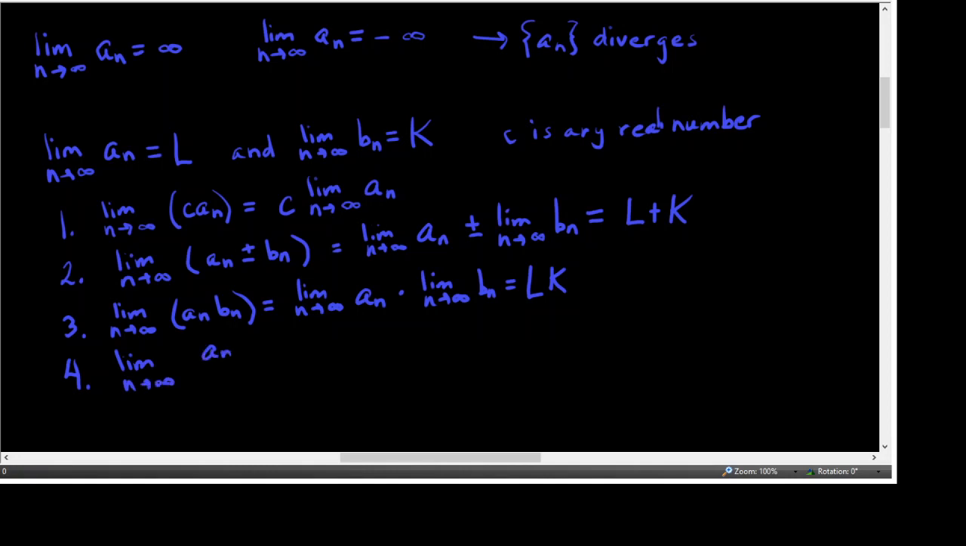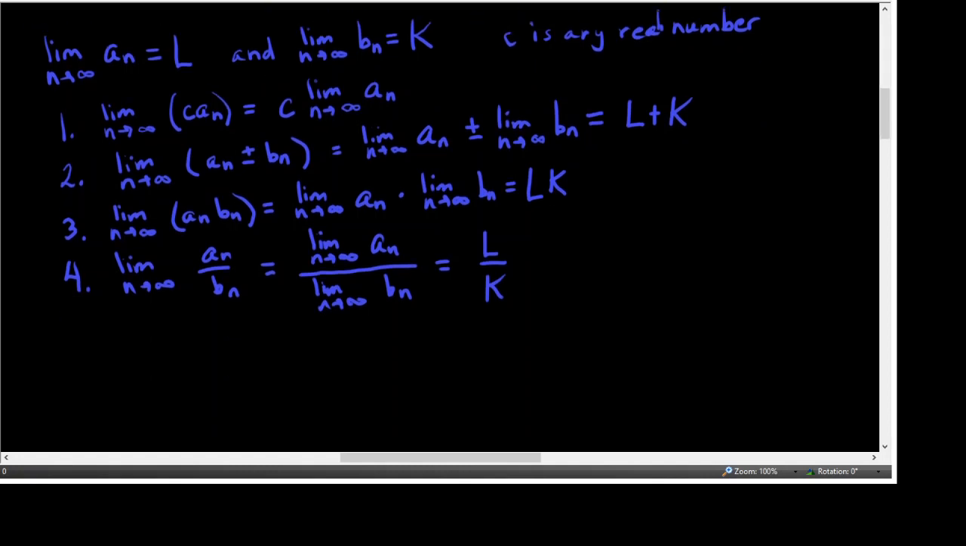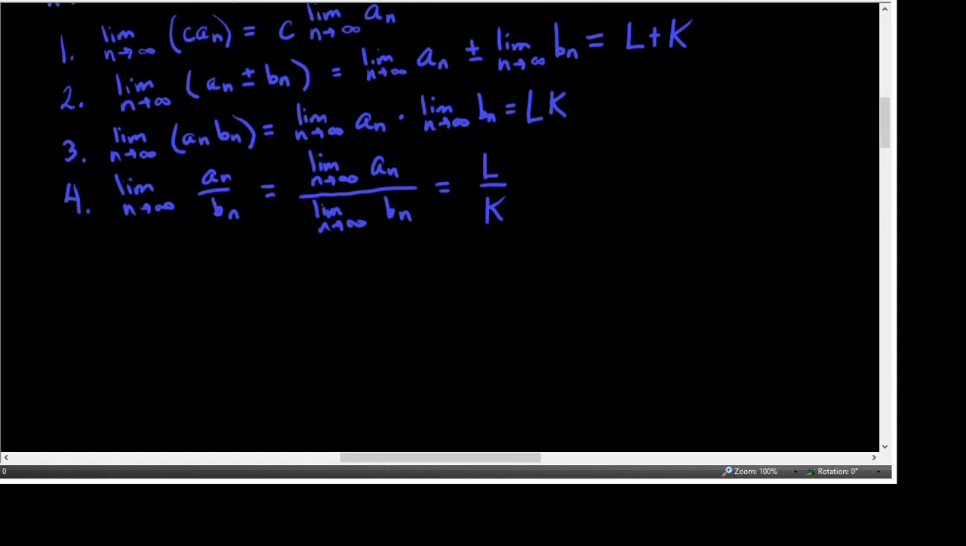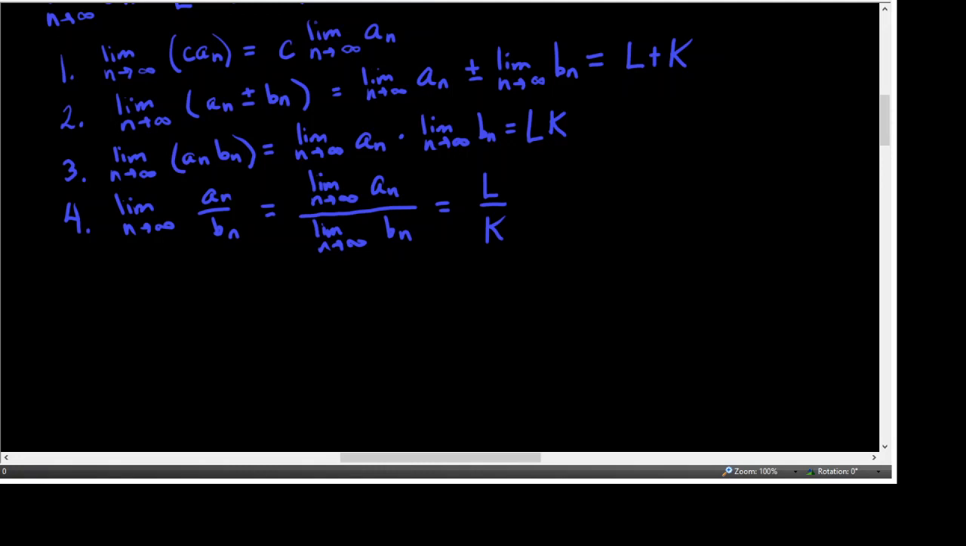So the limit of a quotient, we can take the limit of the numerator and divide that by the limit of the denominator. By substitution, that gives you L over K. Now notice in the book they left out the middle step for numbers 2, 3, and 4. So hopefully that helps you understand a little bit better how they arrived at those properties. Okay. Turn to the next page.